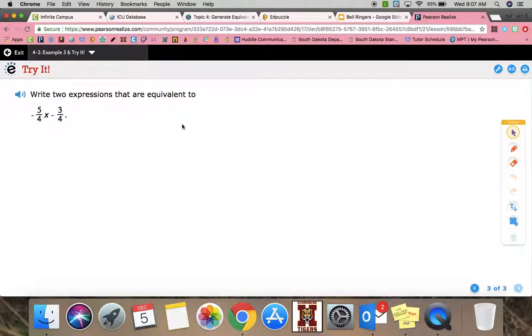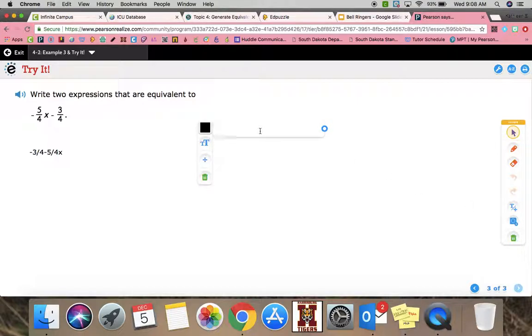So number 3 here is try it. It says write 2 expressions that are equivalent to what is there. So what is something we can do? Well, we can flip them around. That's going to be the easiest one, that commutative property. So we have negative 3/4 minus 5/4 x. All right, that is equivalent. I just changed the order of them, but I'm still going to get the same answer.